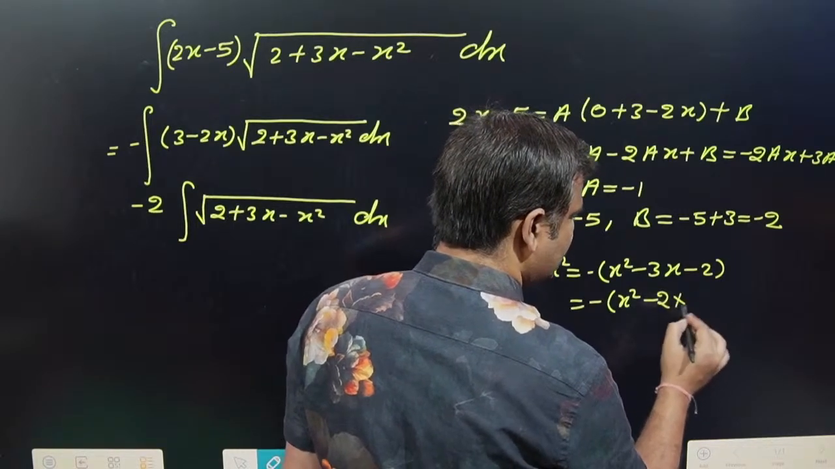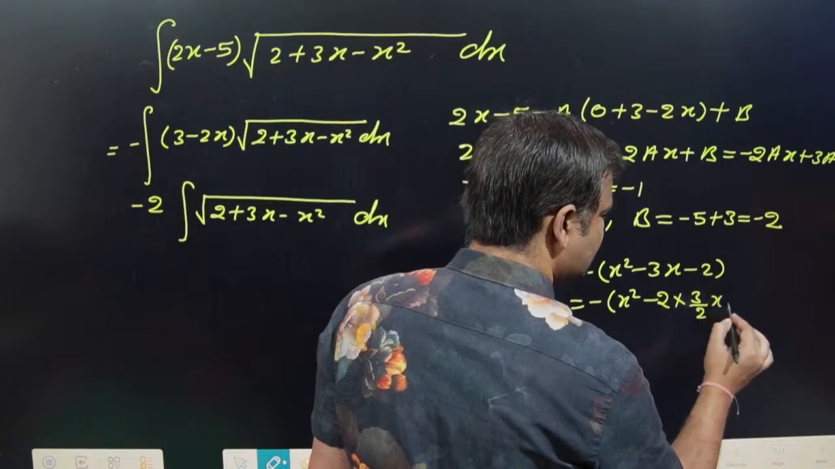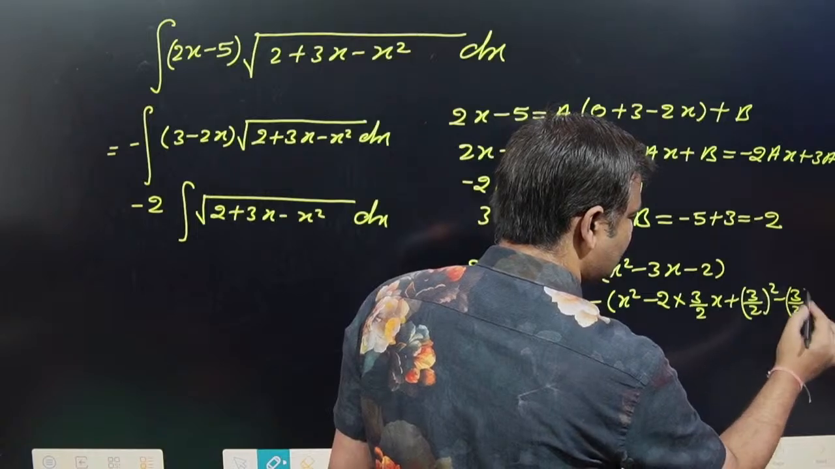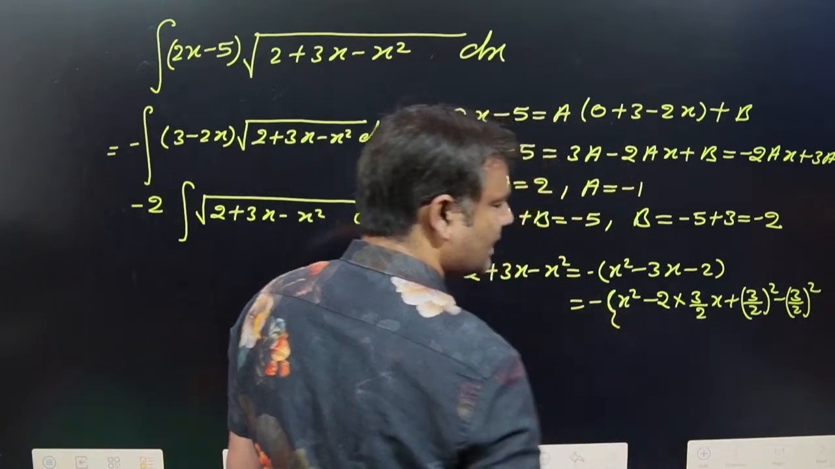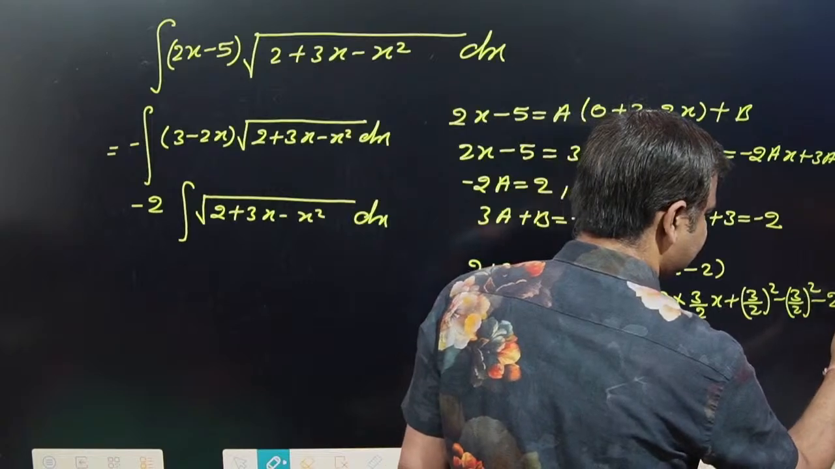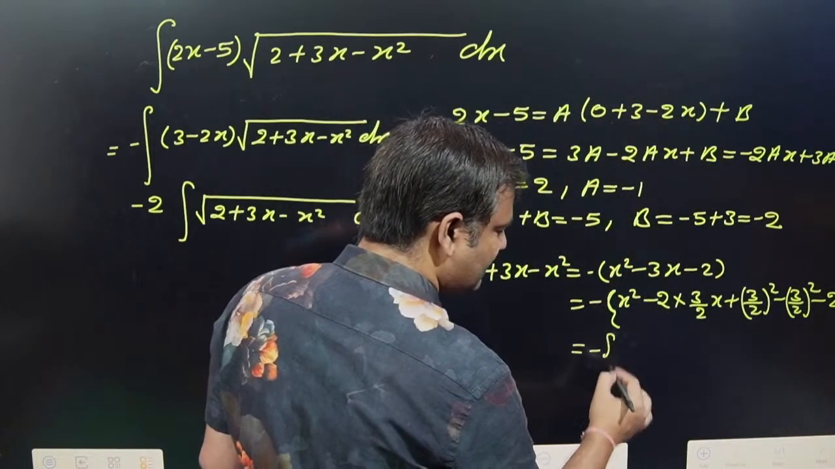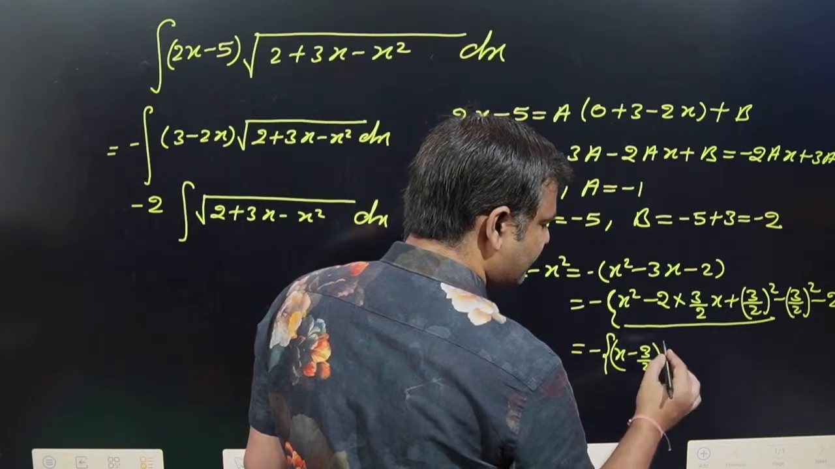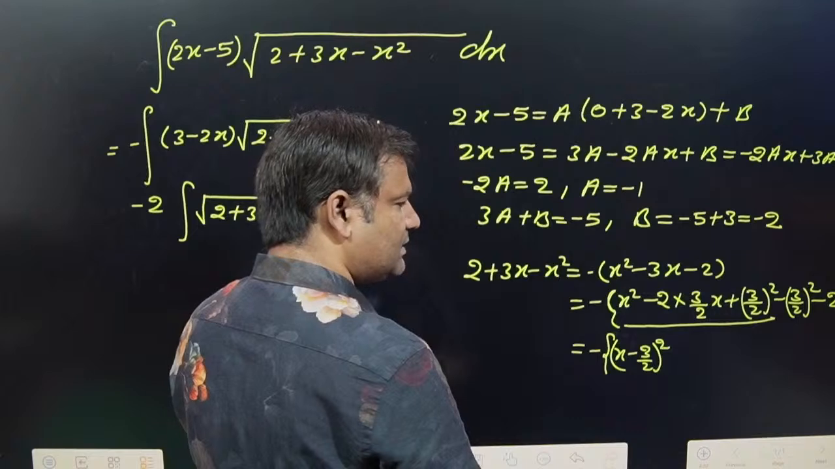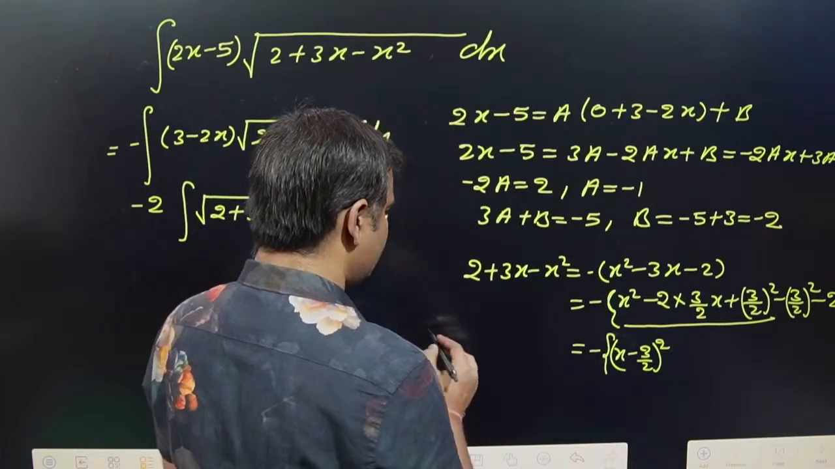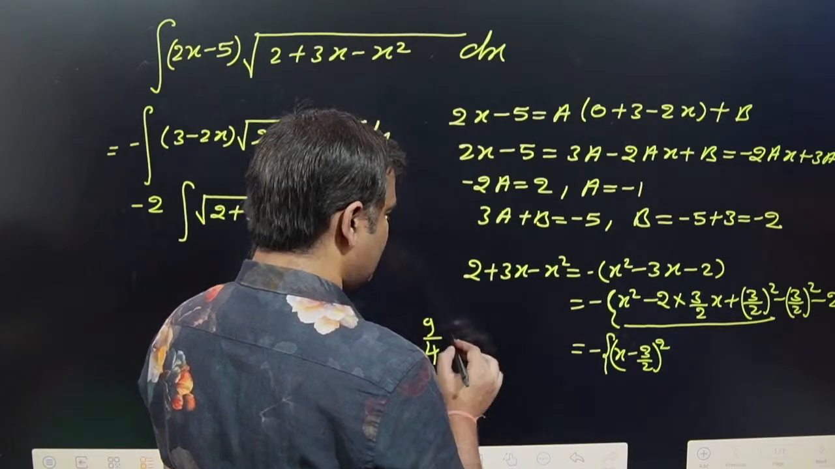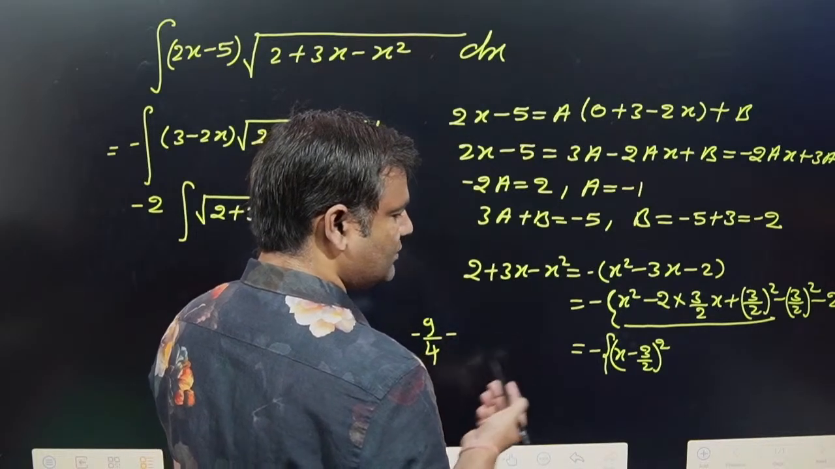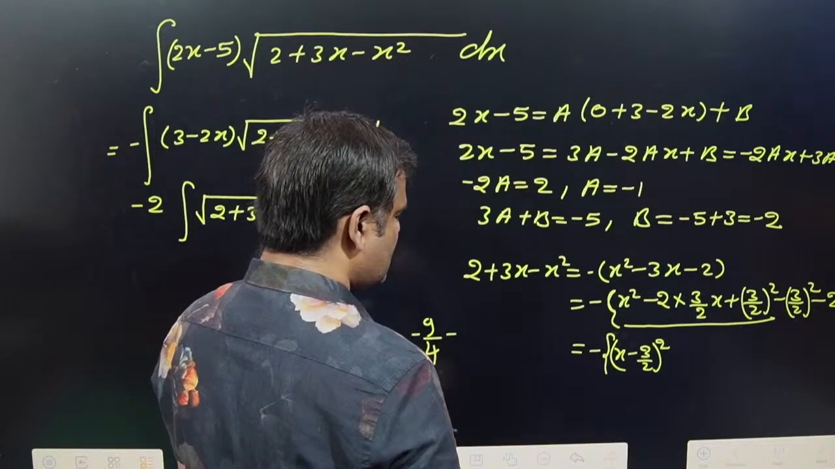So how can we make a perfect square? Multiply by 2 and divide by 2: x plus 3 by 2 to the whole square, adding, and 3 by 2 to the whole square subtracting, and here minus 2. So what about that value? This is simply written x minus 3 by 2 to the whole square, and 3 by 2 to the whole square is basically 9 by 4, and here minus 9, 4 into 2 is 8, so 17.